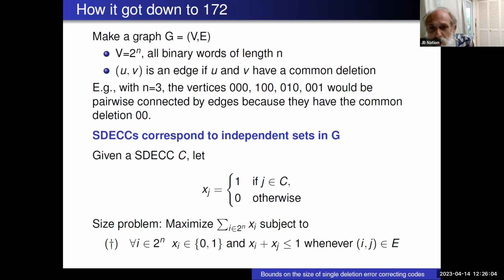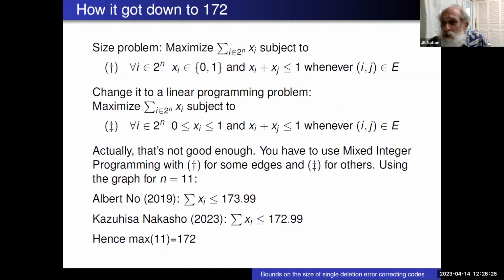subject to the condition that x_j is either 0 or 1, and x_i plus x_j is at most 1. Okay, in other words, they can both be 0, or one of them can be 1, but they can't both be 1. It's that easy. Except, of course, it's not that easy. So the first thing I've done is just repeat the previous thing. You can change it to a linear programming problem.